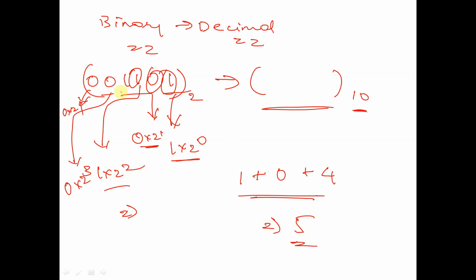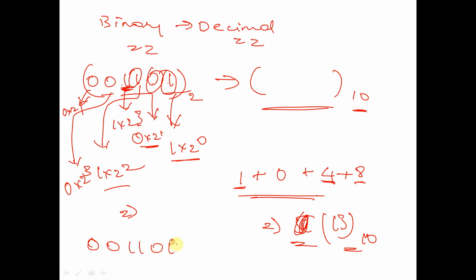Wait a minute, here I have missed it: 0, 1, 2, 3. So it will be 1 into 2 power 3, sorry, plus 8. So 8 plus 4 is 12, plus 1 is 13. So it will be equal to 13 to the base 10. So the equivalent of 001101 to the base 2 will be equal to 13 to the base 10. This is how we convert any binary number to a decimal number.